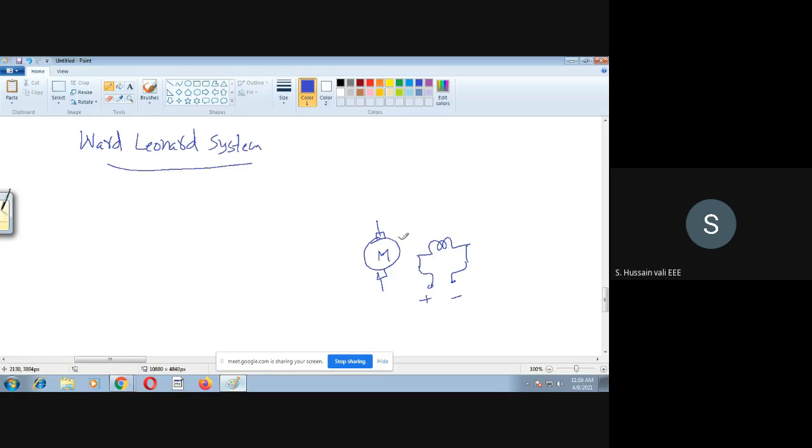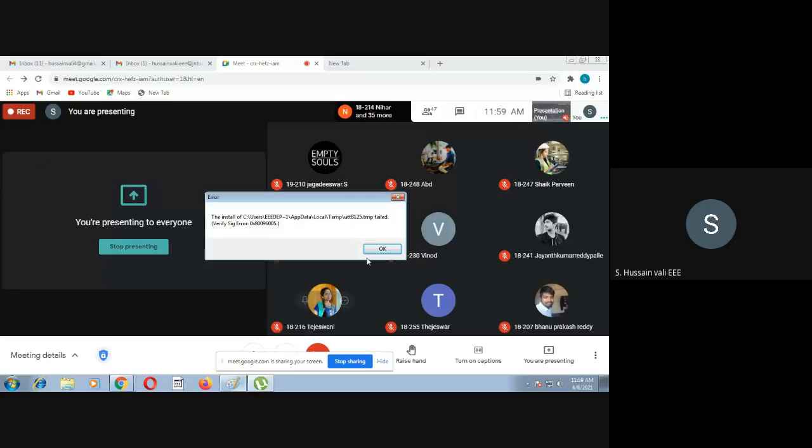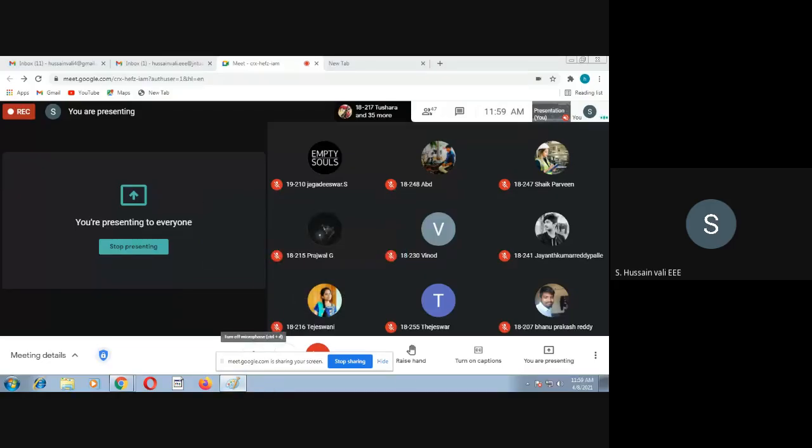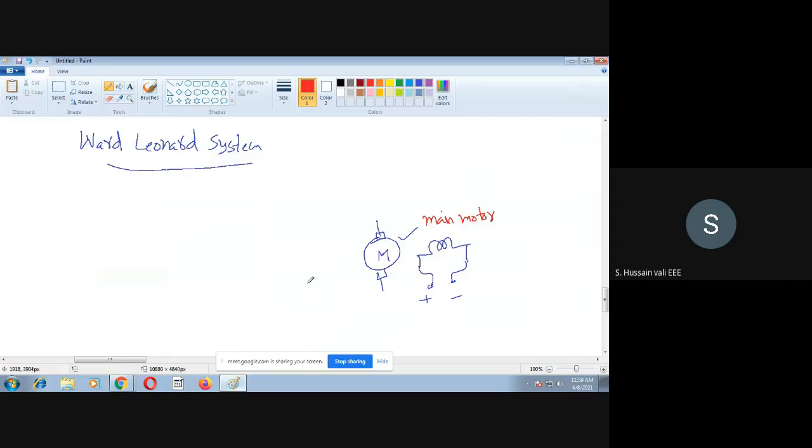This is the motor whose speed you have to control. I will write it as the main motor. Why I'm calling it the main motor is that you have some more motors in this particular method. We are going to find that out now. So for this motor you have to control the speed.